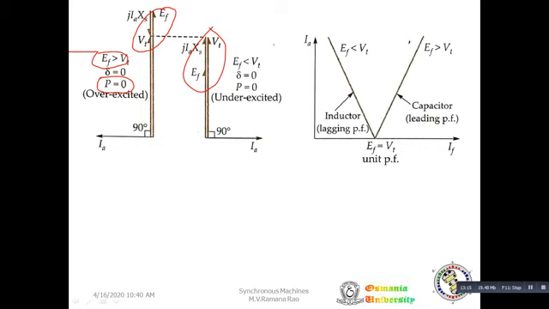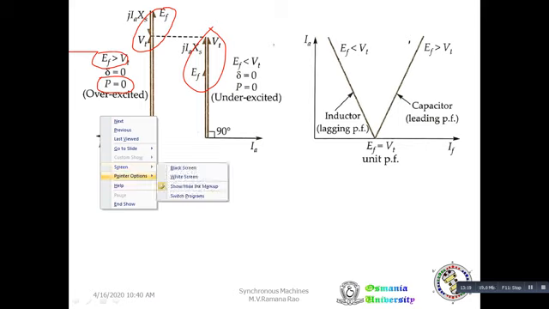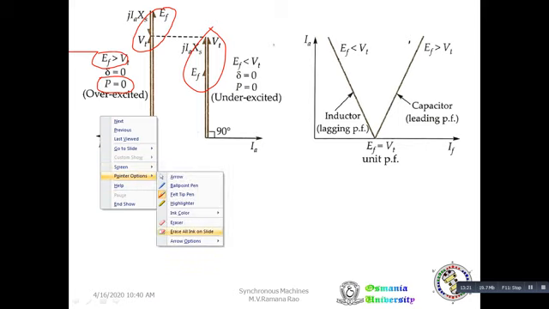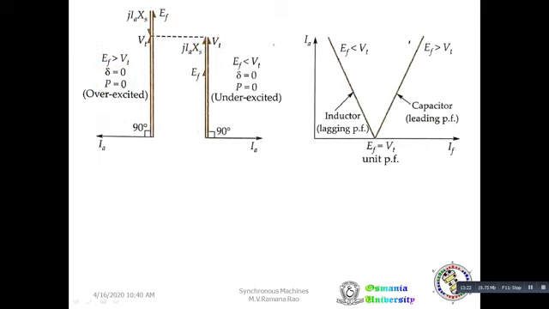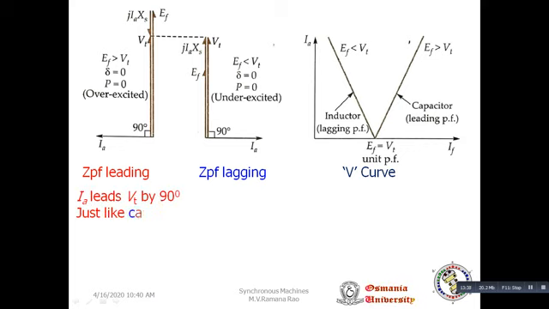So in this case, this is the leading PF 90 degrees, and this is lagging PF, and these are the V curves for the synchronous motor. Let us see here. So IA leads VT by 90 degrees. It is just like a pure capacitor. So in this case it is a pure capacitor. So the synchronous motor acts like a capacitor bank.